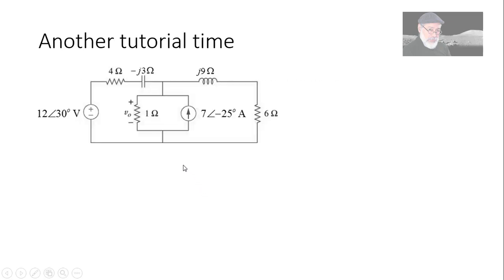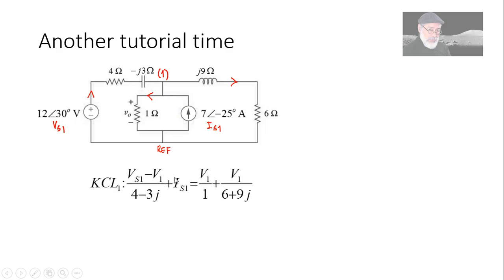Well, let me move this over here. And the first thing, I'm going to give names to the sources. This is VS1 and IS1. This is my reference node, node 1, branch currents, and write one KCL equation, right?